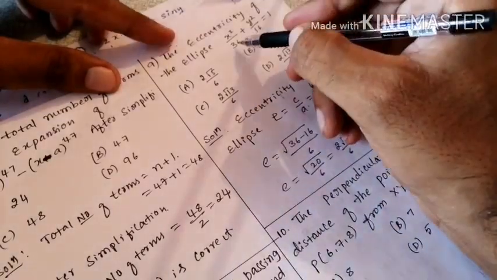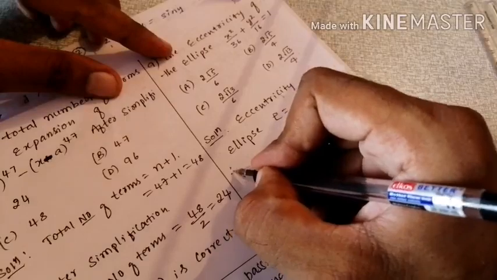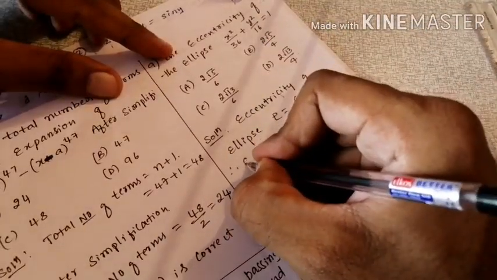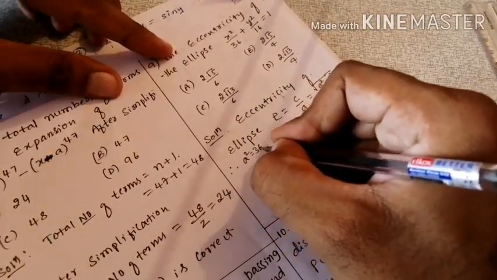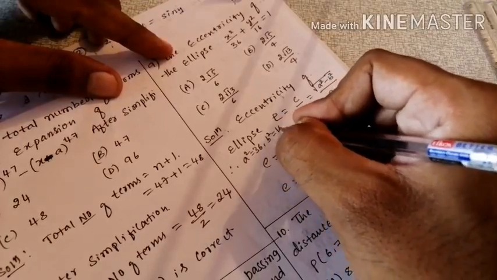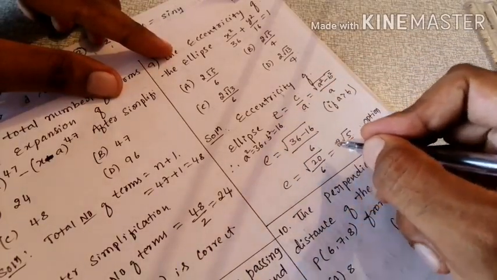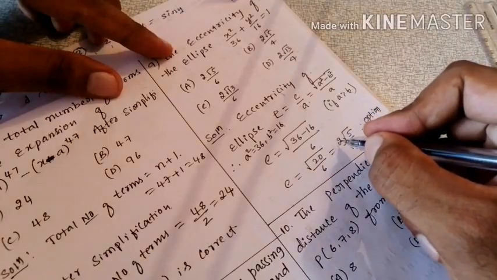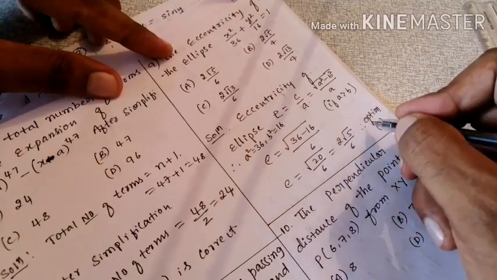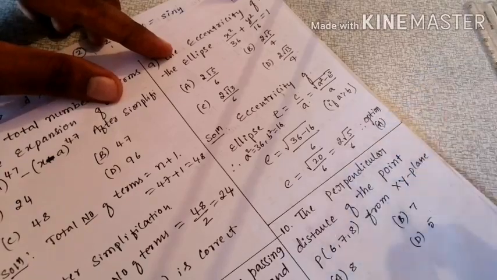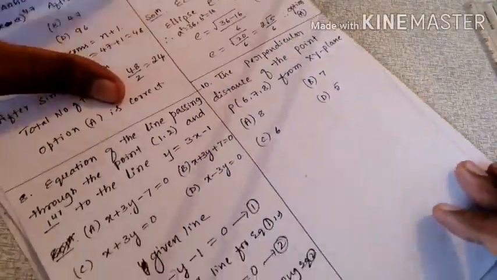Now this is the value of a square. So therefore here a square value is 36 and b square value is 16. Substitute here. We got root 20 by 6. Root 20 can be written as 4 into root 5. 4 outside the root, 2 root 5 by 6. Option A is correct.